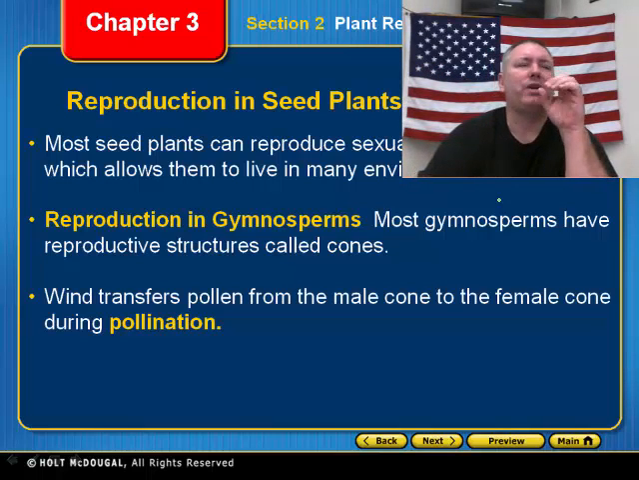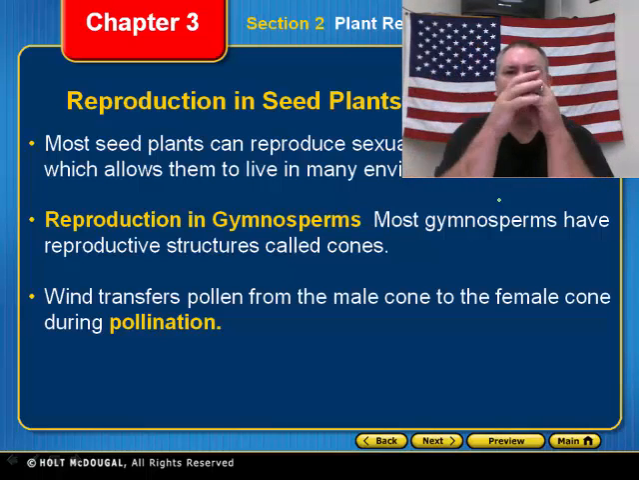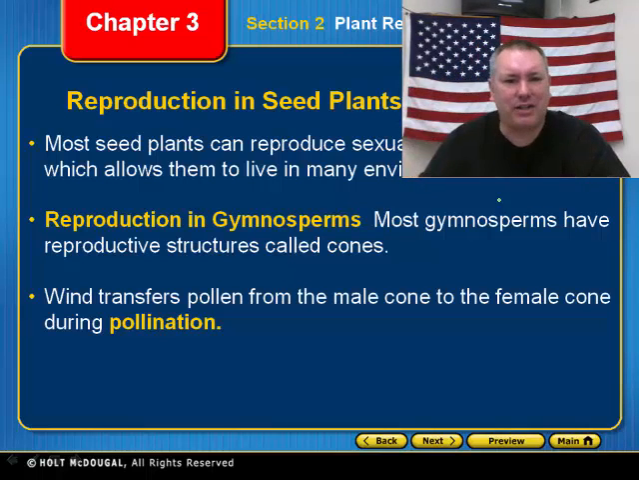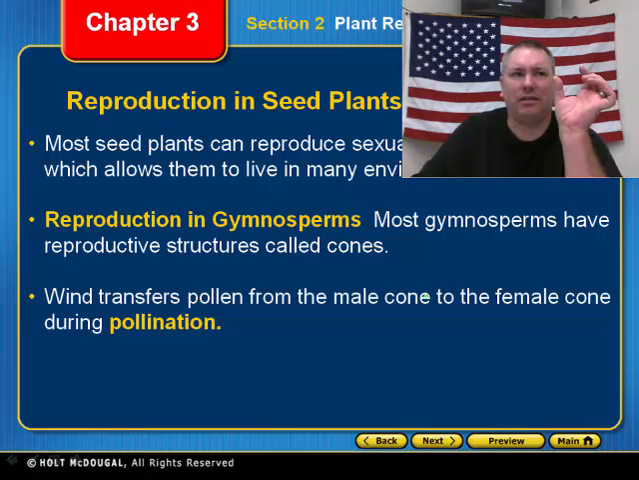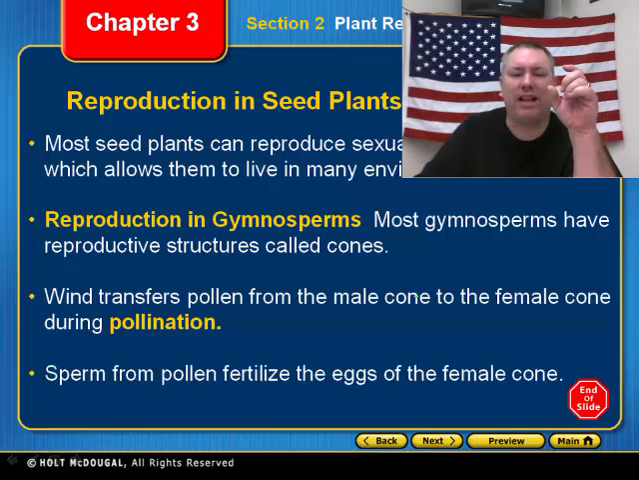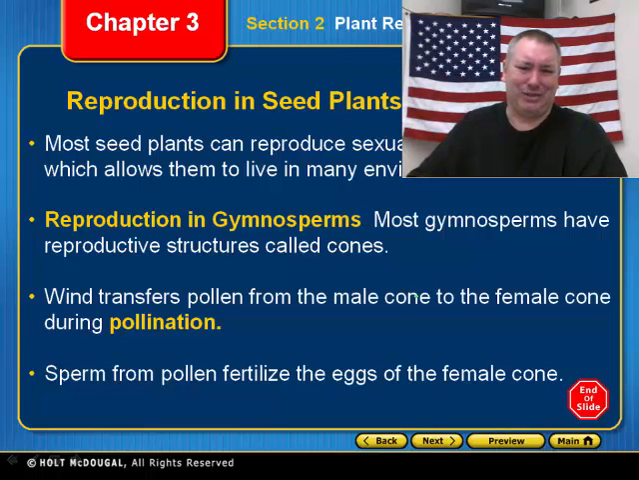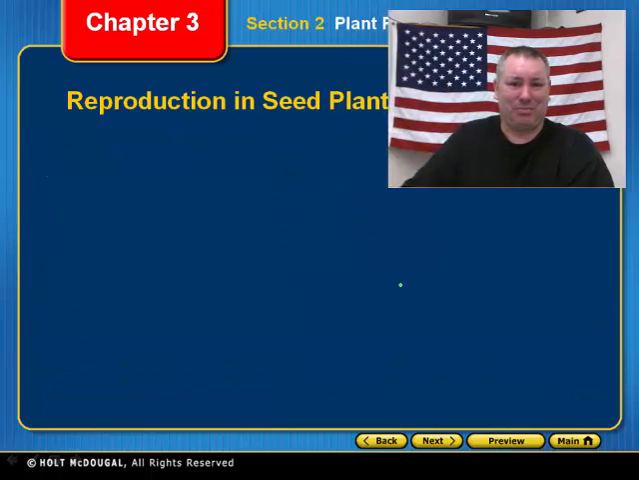So we have wind blow, and here comes the male sex cell over to the female sex cell, and then we have pollination. Now, pollination is simply the distributing of the pollen to the other plant, ladies and gentlemen. Sperm from pollen fertilizes the eggs of the female cone, and guess what? You have a brand new baby gymnosperm.